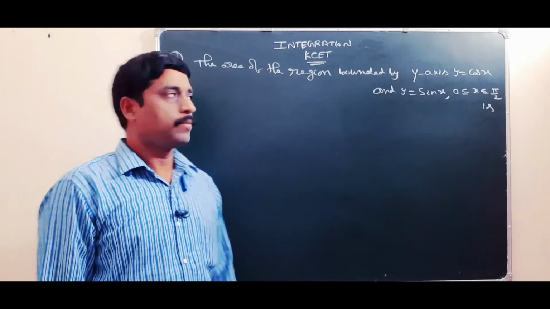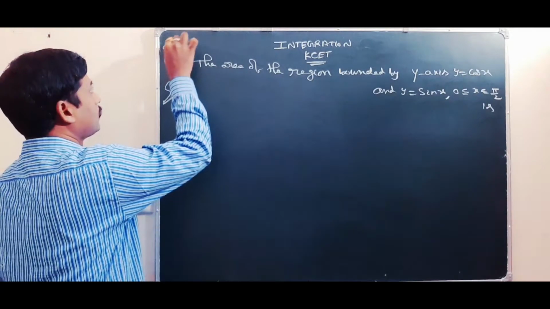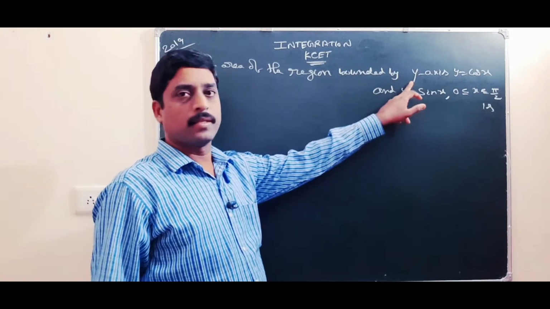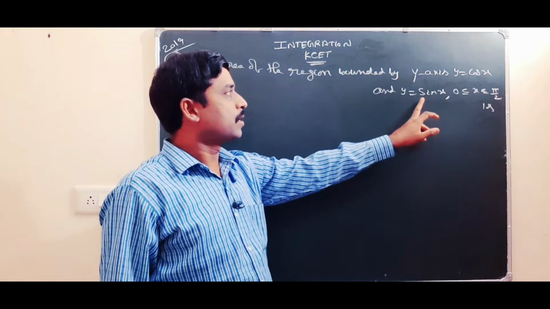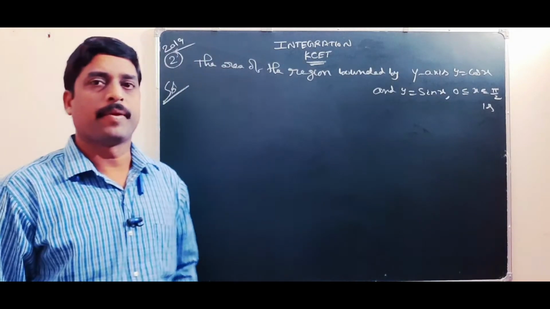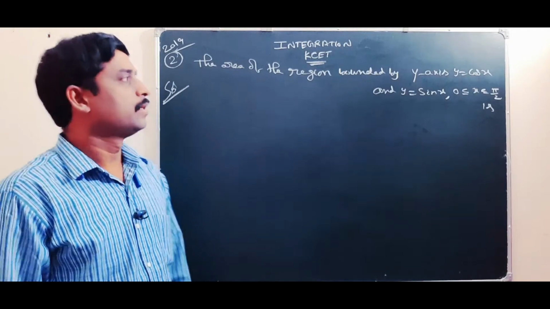Let us go to the next problem. This is from the 2019 question paper. The area of the region bounded by the y-axis, y is equal to cos x and y is equal to sin x, where x lies between 0 and pi by 2.